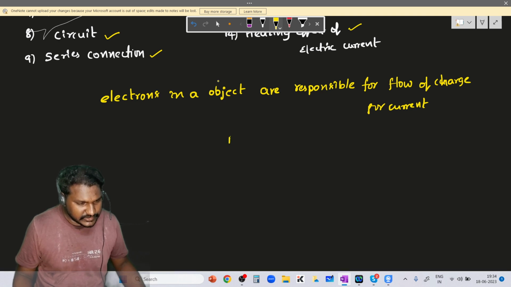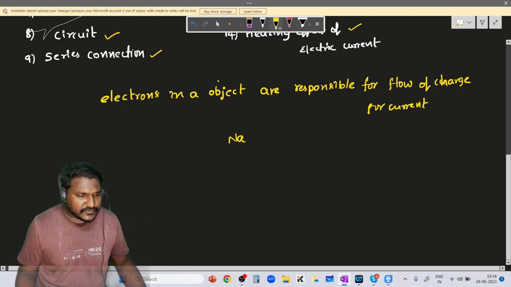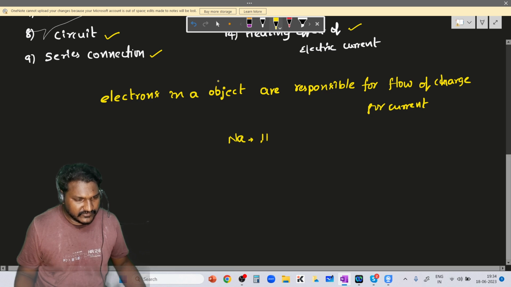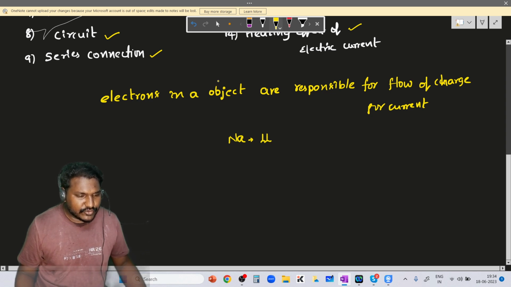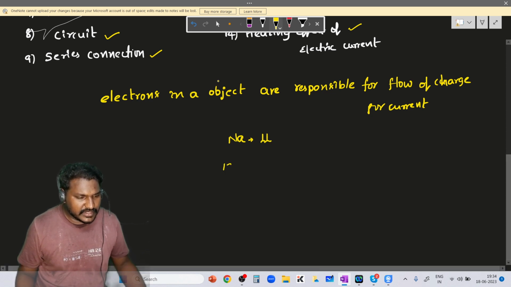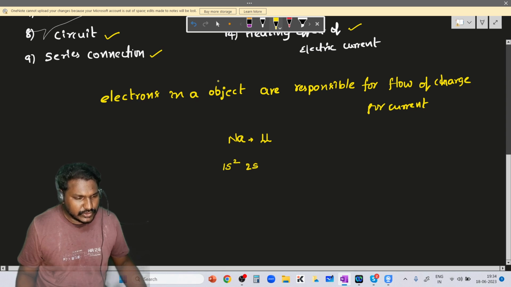Sodium. Very good. And the atomic number of sodium is 11. Very good, 11. So if you write the electronic configuration of sodium, it will be 1s2, 2s2, 2p6, and 3s1. That means there is one free electron.